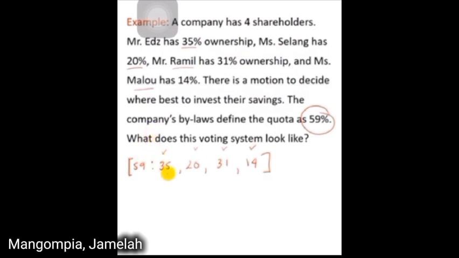Siyempre, pagpipili tayo kung sino yung nanalo, dapat siya yung over the quota. So, 59. Ibig sabihin, pag si Mr. Eads tsaka si Miss Silang ay bumoto na i-invest nila sa bangko, ang total number of weights nila ay 55 lang, dahil 35 plus 20 is 55. So, panalo ba sila? Hindi, kasi nga dapat umabot sila sa 59 or above. So, ibig sabihin, kailangan pa nila ng boto sa ibang voters from the shareholders. So, pwedeng si third person or si fourth person.